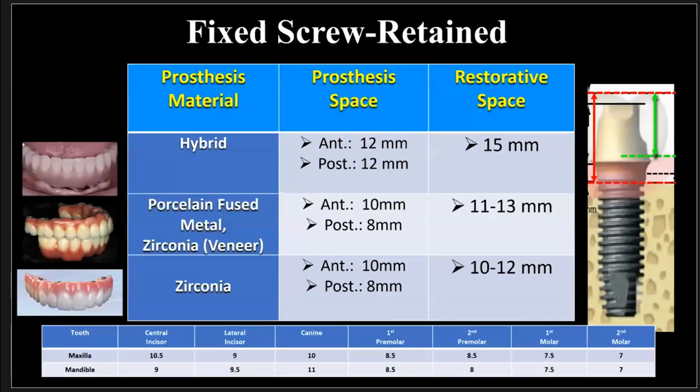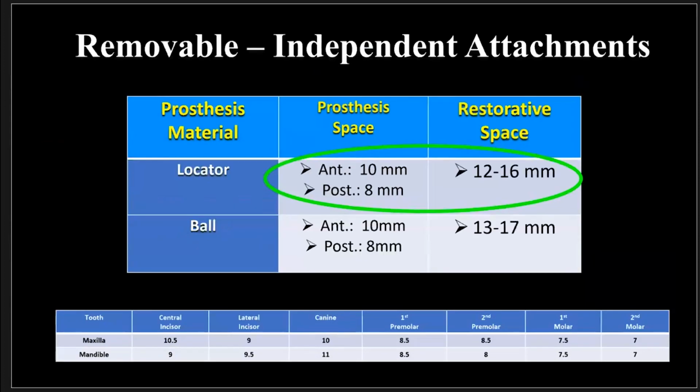So we don't need as much plasty in the posterior as we do in the anterior there. Just kind of summarizing this, zirconia is going to be the most common material. We need about 10 to 12 millimeters of restorative space, depending on the area of the mouth. Independent attachments, we're going to be looking at the locator. We need actually 12 to 16 millimeters for restorative space. Again, we need to think about that tooth that we're replacing, not just putting pink acrylic around it.